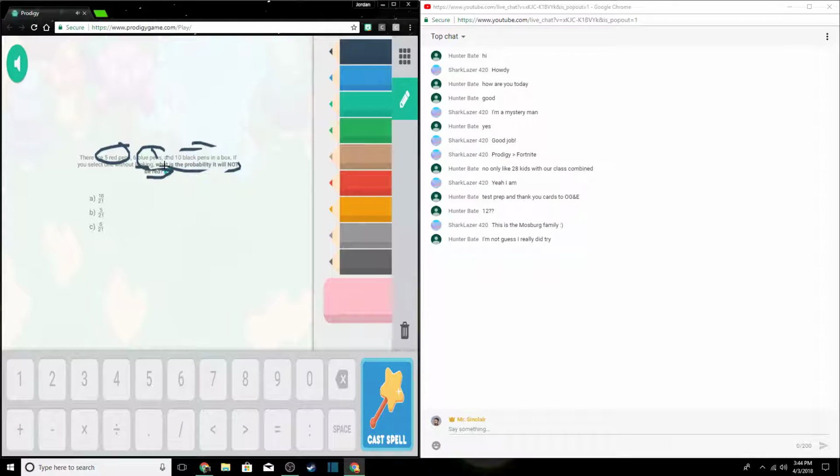I wish this was a bigger eraser, and I don't know how to make it bigger. I made a mistake. Now, we have 6 and 10. So we add 6 plus 10, which is 16. So our answer is going to be 16 out of 21.